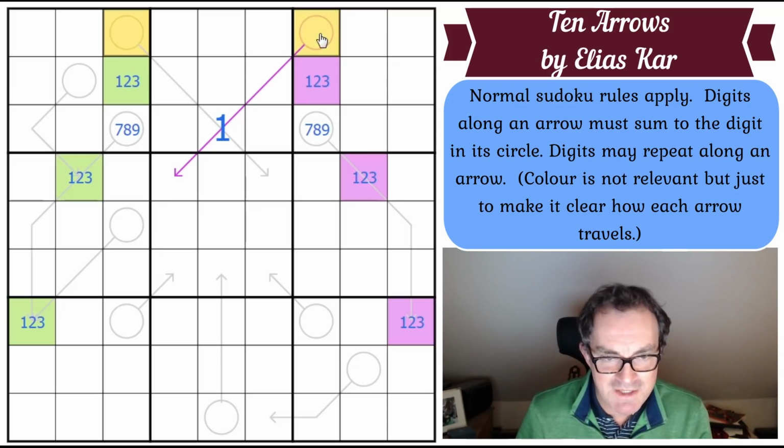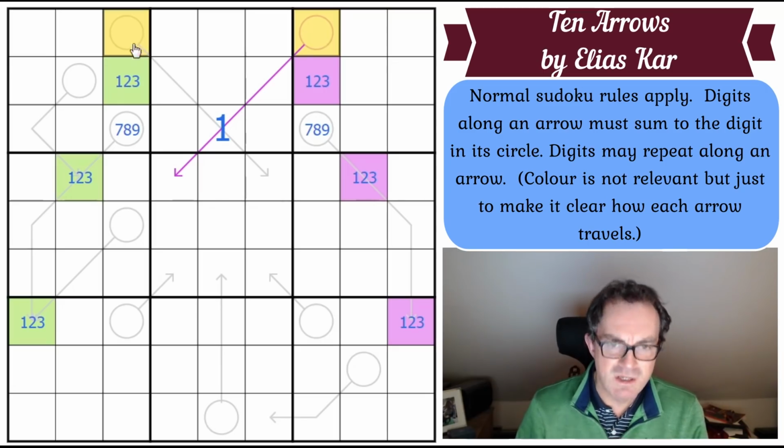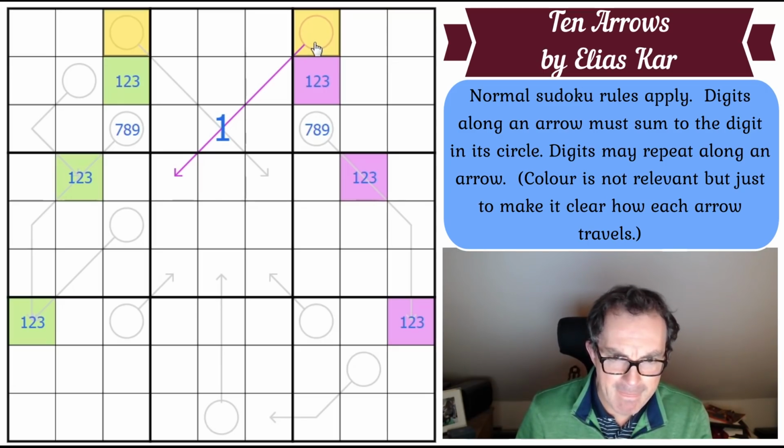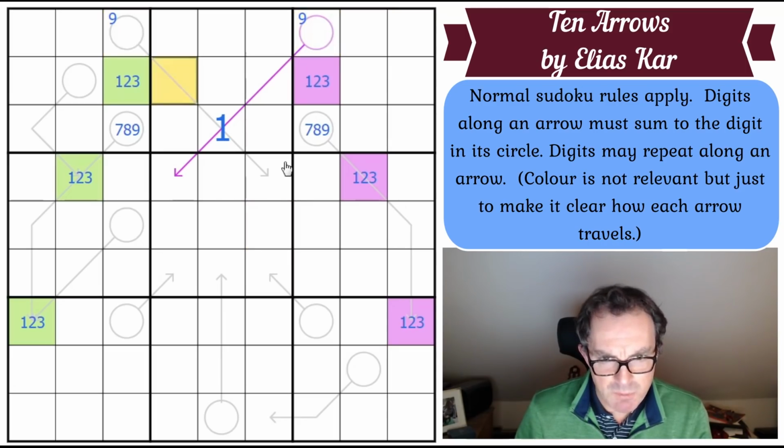So one of these is a 9. I'm not sure what that means. I'm not even sure I know how to show that. I think I'm going to do that and just try and remember it. So one of these has got double 4 on it, but I don't know which one.